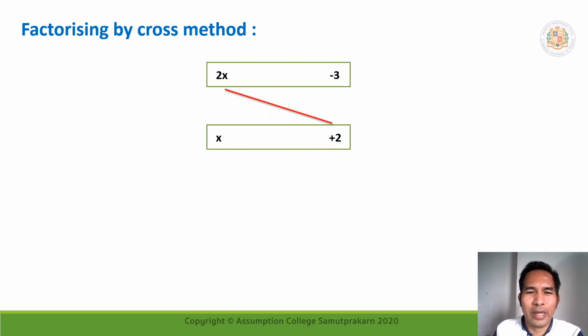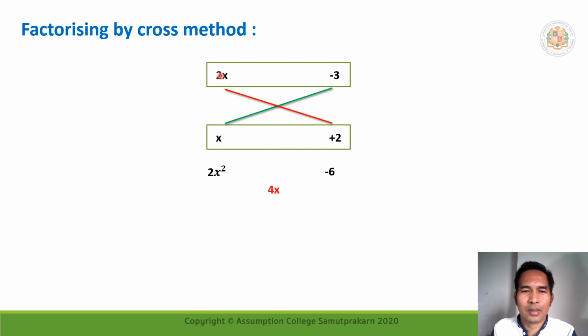We have here the red line and the green line. First, you will multiply this one, 2x and x. So we have here 2x squared. So in FOIL, this is the first. Then we'll have this the last. Negative 3 times 2 is negative 6. First and the last. So we'll do the red one. Out.